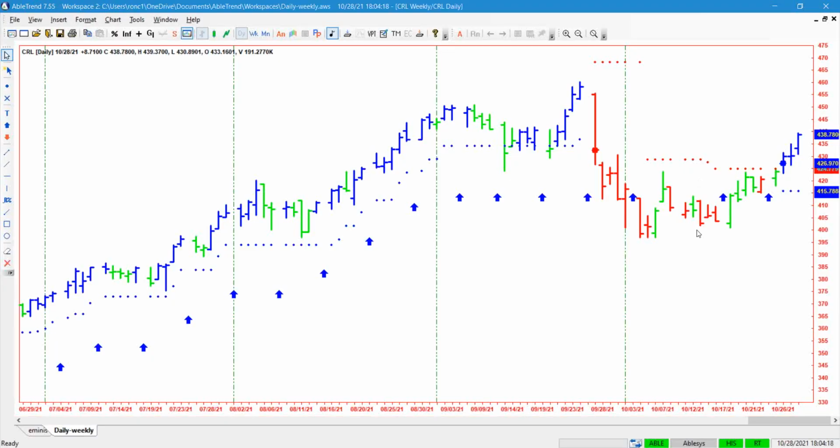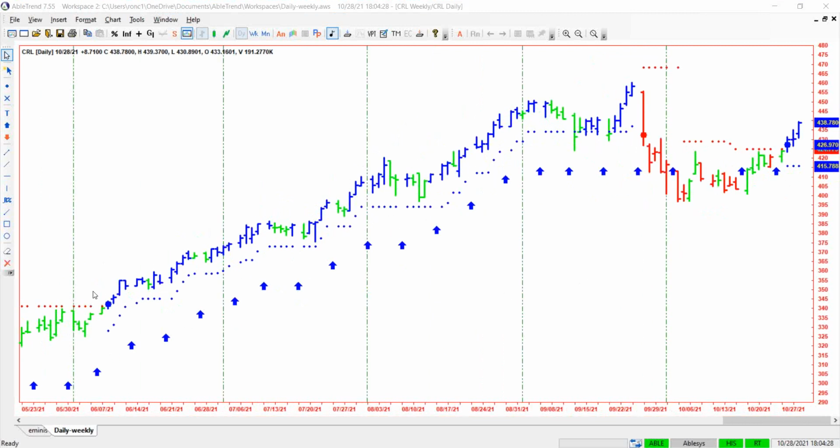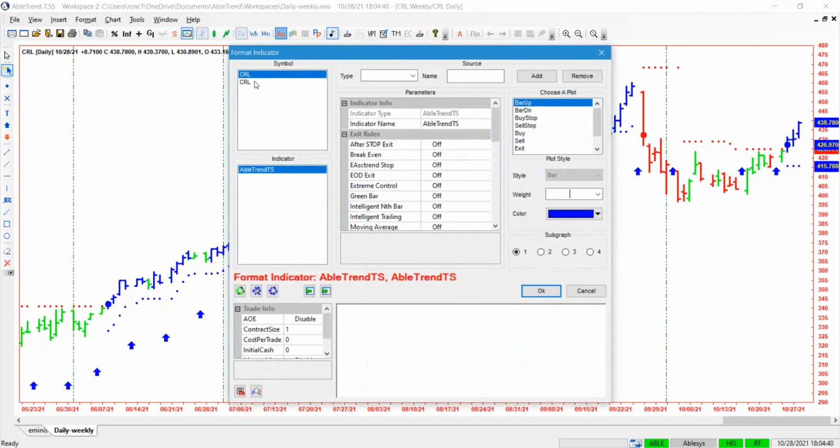Okay, so we've got the CRL chart up here, the long-term daily and weekly chart, stock trading. And this one's just been on a big-time move. You can see back over here, anybody who had the software back in June and uses the daily and weekly chart. By the way, I've changed the weekly to the AbleTrend TS indicator. I found that to be just a tad more helpful. So you're going to use AbleTrend TS on the daily, AbleTrend TS on the weekly.